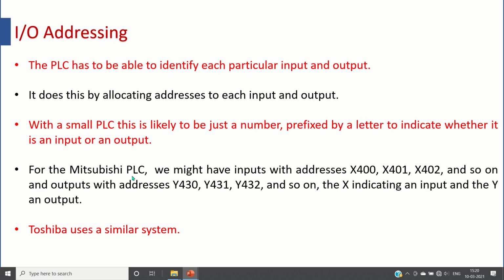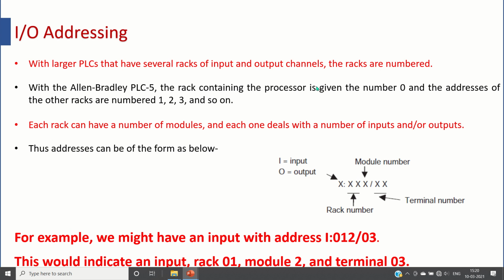For Mitsubishi PLC, the first example that we have taken, when the PLC size is very small, then we use addresses like X400, X401, X402 like that, and outputs are denoted with Y. X means input, Y is output, 430, 431, 432 likewise. Toshiba uses a similar system.